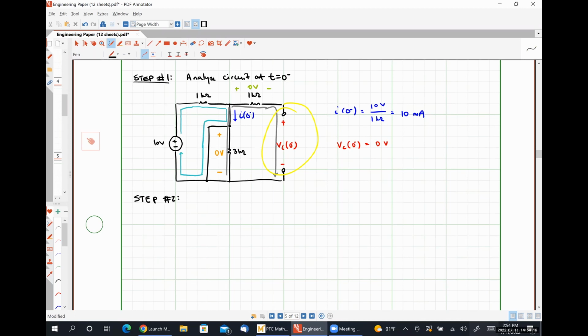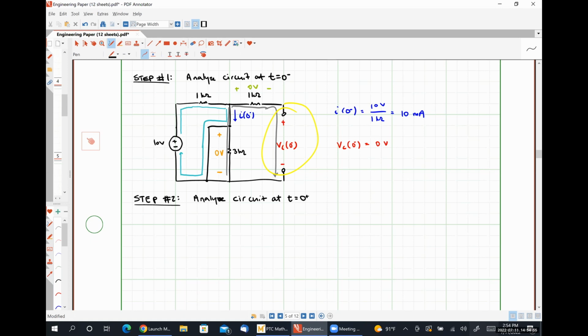Our second step also remains unchanged. We're going to analyze the circuit at t is equal to 0 plus. So at t is equal to 0 plus, we are no longer at a DC steady state condition. So we will not replace our capacitor with an open circuit.